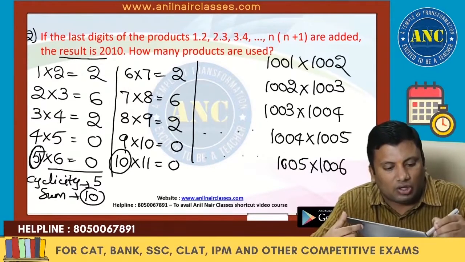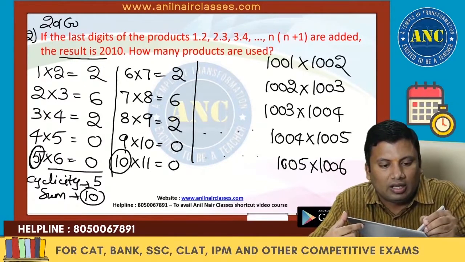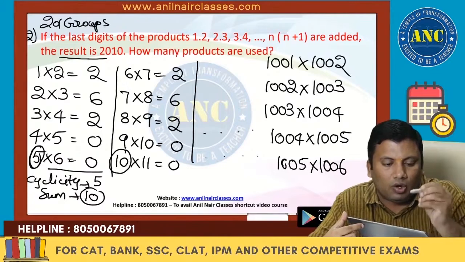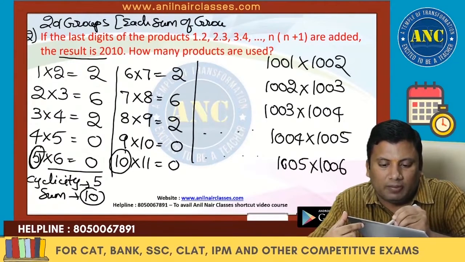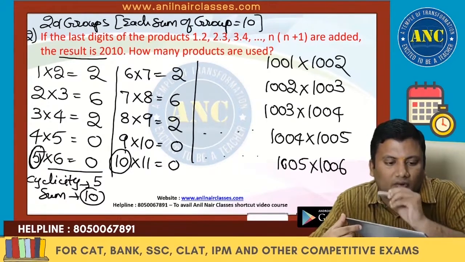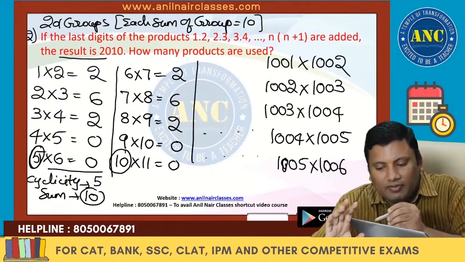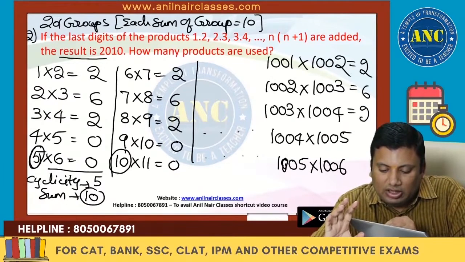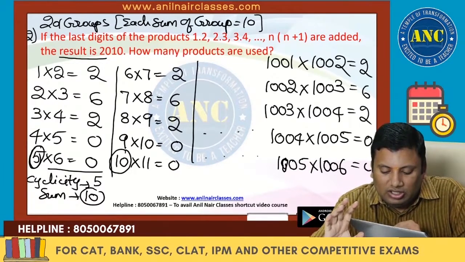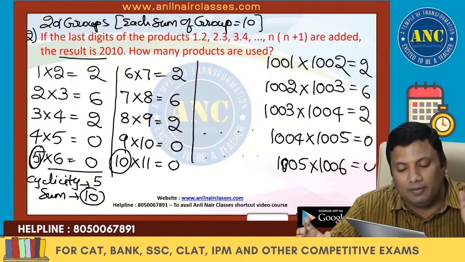So this is the first group, second group. Total 201 groups are there. Each group sum is 10. Total 201 into 10 is 2010. I hope it is clear. These again are nothing but 2, these 6, these 2, these 0, these 0. This is one question where most of the students will make a silly mistake.